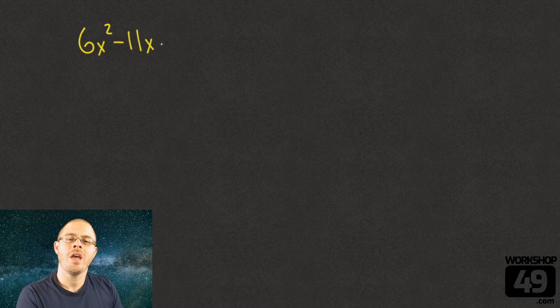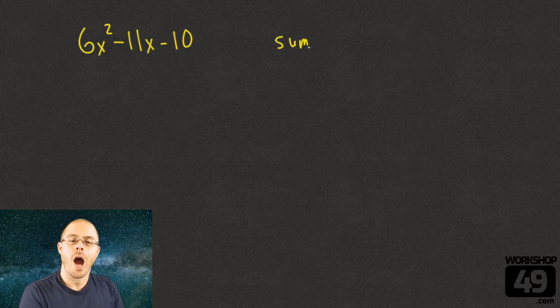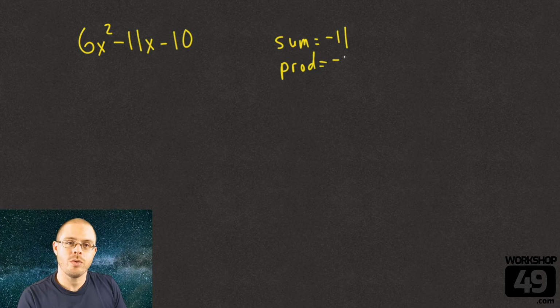We're going to go through a second example here, except this time I'm going to go a little bit slower on how we get the two numbers. We're starting off with another quadratic in our standard form, 6x squared minus 11x minus 10. Our sum is still the b value. For this particular example, that's a negative 11. Our product will equal our a value times our c, so 6 times negative 10 is negative 60.